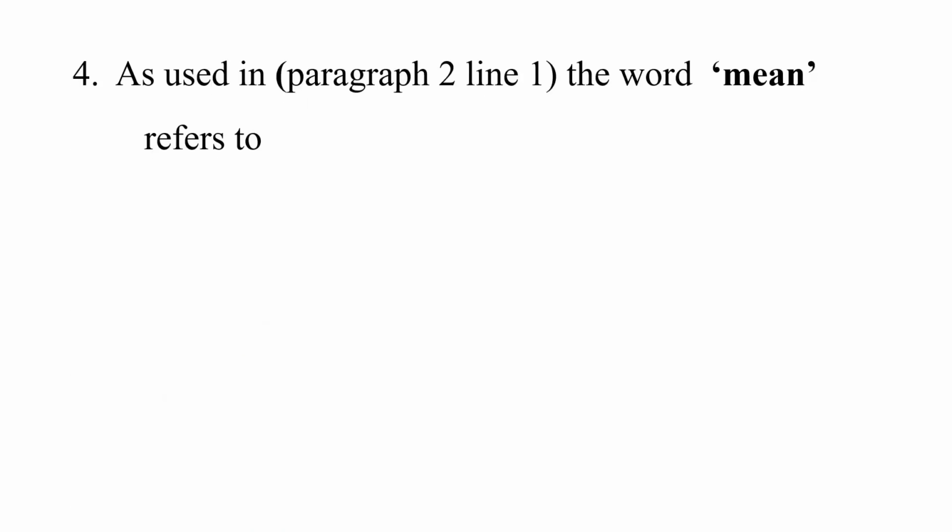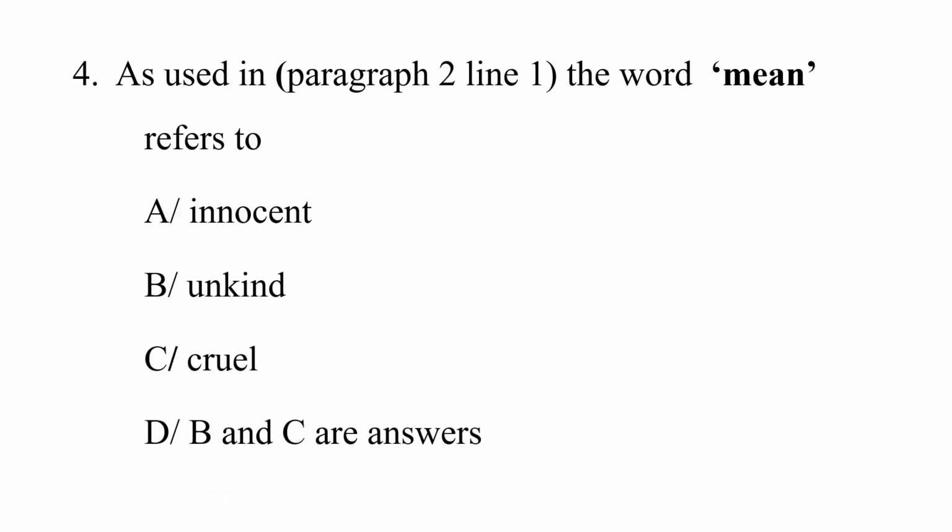Question number 4. As used in paragraph 2, line 1, the word "mean" refers to: A. Innocent, B. Unkind, C. Cruel, D. B and C are answers. The answer is D, that is B and C are answers.